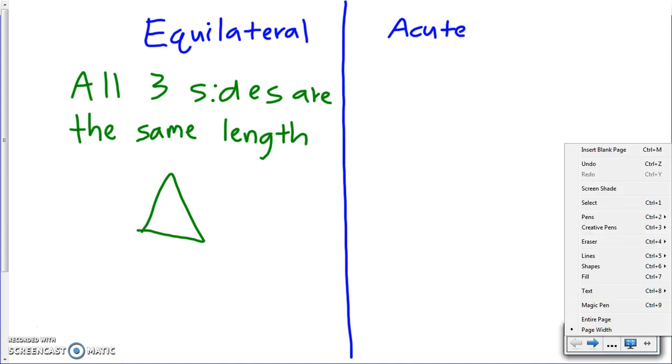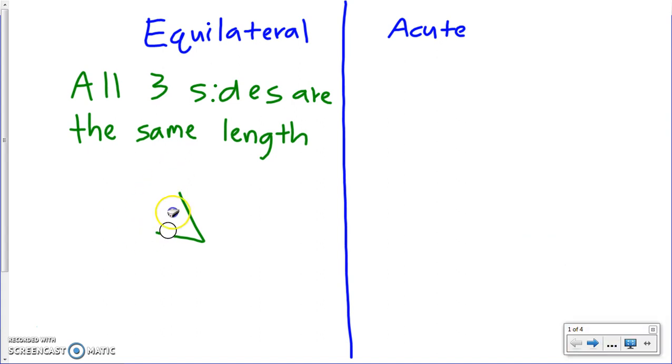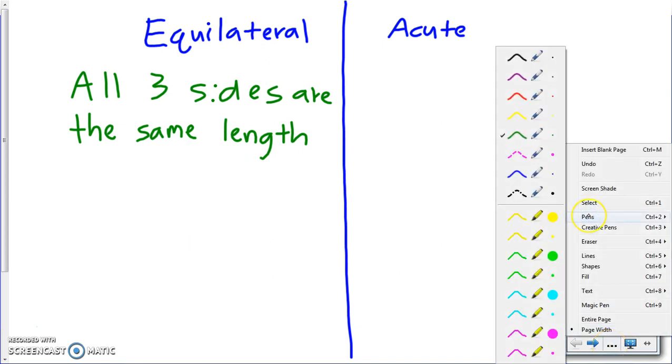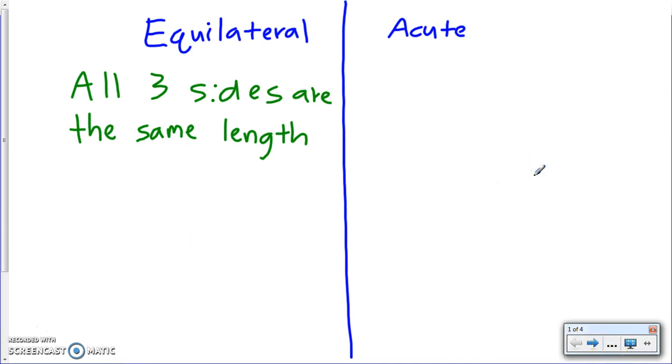I'm going to make a better one than that. That's pretty bad. So, basic triangle. I'm going to mark them each with just one line to show that each side is equal. When you see that, that means that each side that has just one line is equal to each other. So all three sides are equal in length.